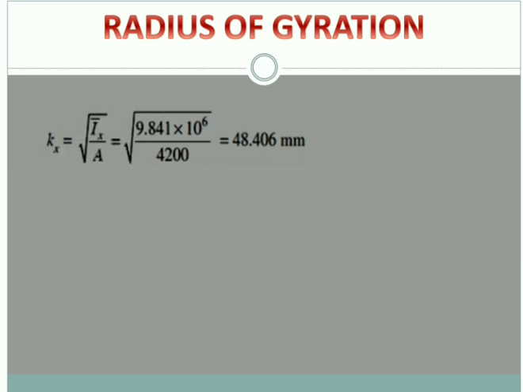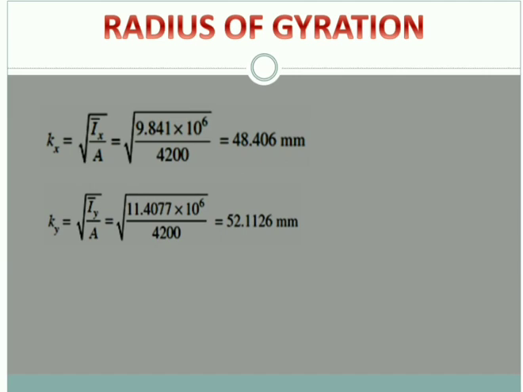So what is the formula for radius of gyration? I think in the internals also you had this. Kx is equal to square root of I bar x upon A, where I bar x we found just now, and A is the total area. Okay, it is not the independent area. A means total area. So we get Kx as 48.406.